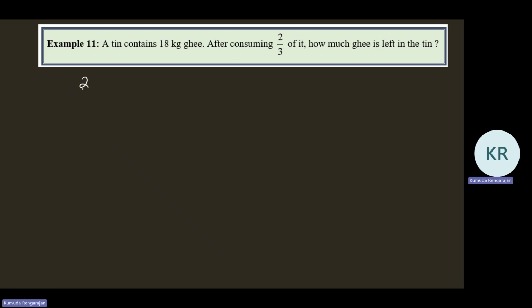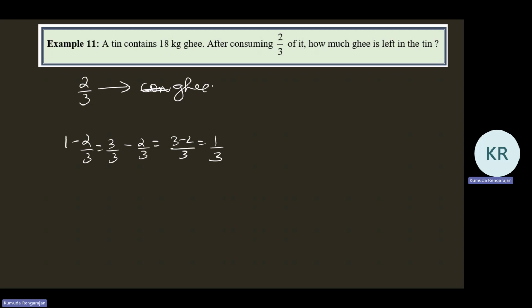What are the two fractions in the question? 2 by 3 and 1 minus 2 by 3, which is 3 by 3 minus 2 by 3, which is 1 by 3. All of you look at the board. So the two fractions in the question are 2 by 3 and 1 by 3. Now 2 by 3 represents ghee consumed or ghee used, and 1 by 3 represents ghee not used, or ghee left. If you find using 1 by 3, you will directly get how much ghee is left. If you find using 2 by 3, you will get how much ghee is used.